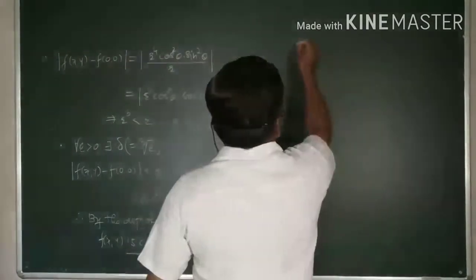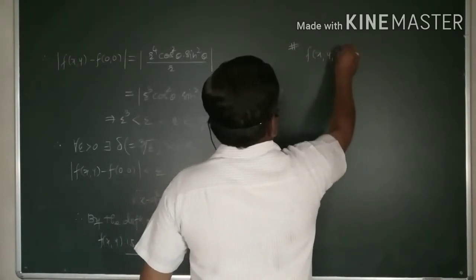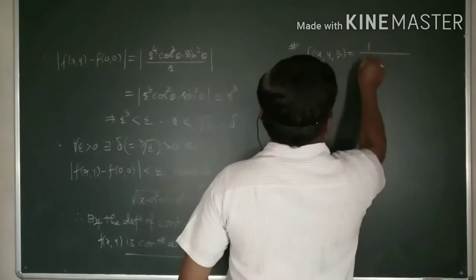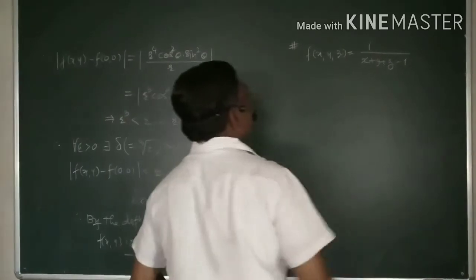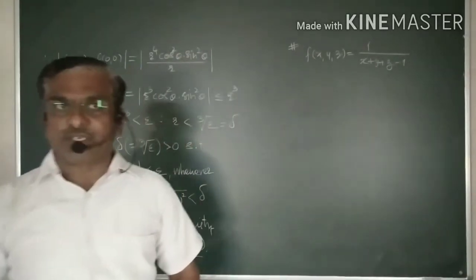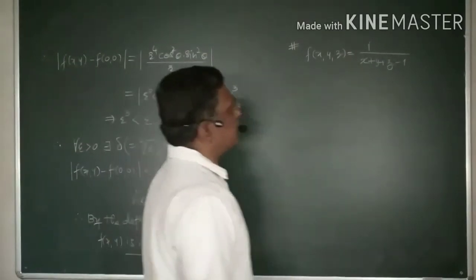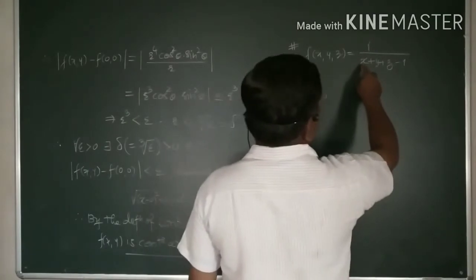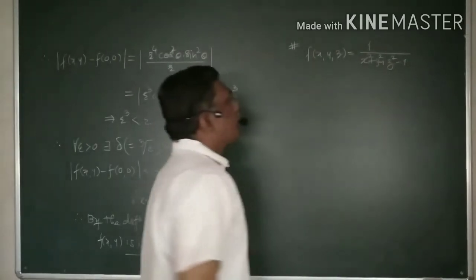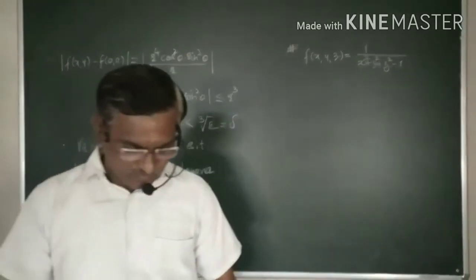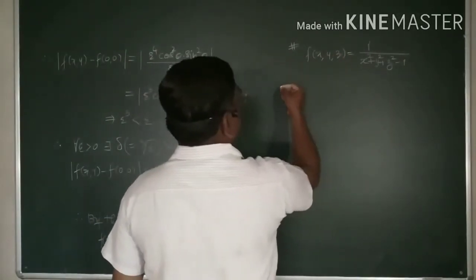Well, now let me take the example of a function of three variables, 1 over x plus y plus z minus 1. This is the function: f of x, y, z is equal to 1 over x plus y plus z. Instead of x plus y plus z, let me take the square of this one, and let us check whether this function is continuous or not.